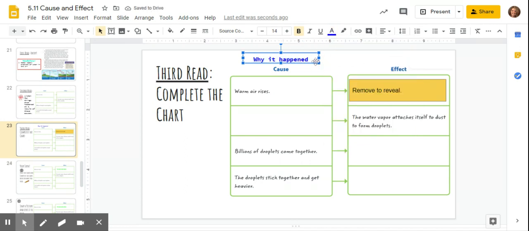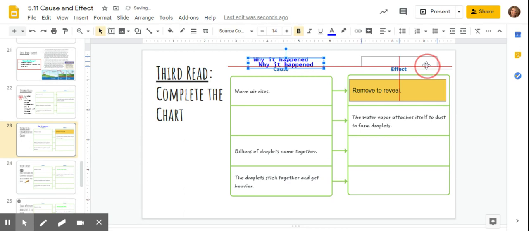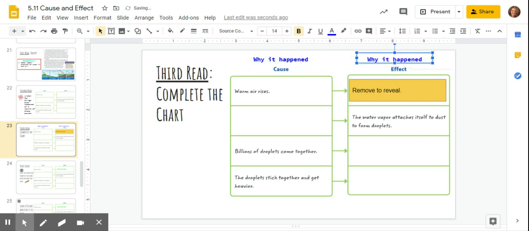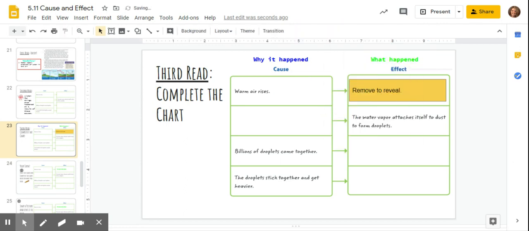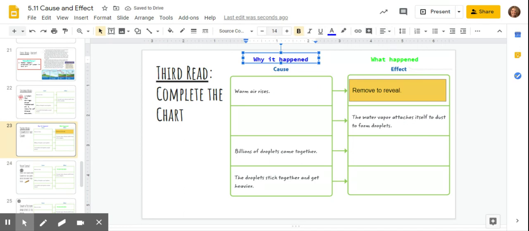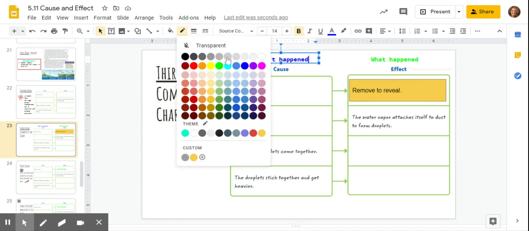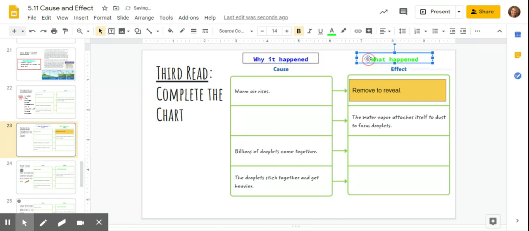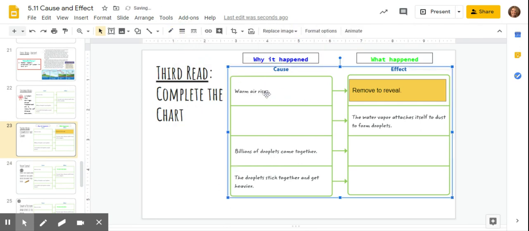Then this other side is what happened because of that event. Okay, so this is what happened. We'll put this in green. That way we know that these are different. Okay, so we're going to have to go back to our text.